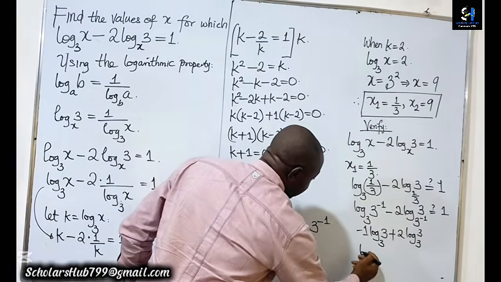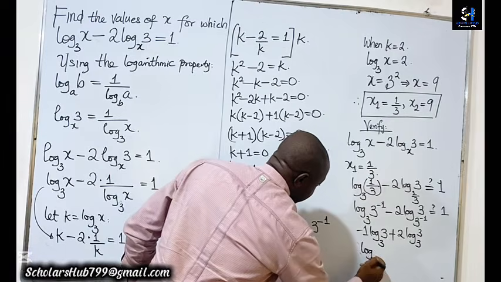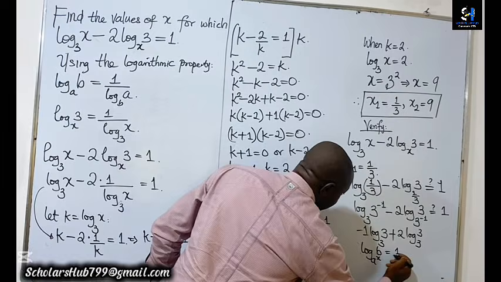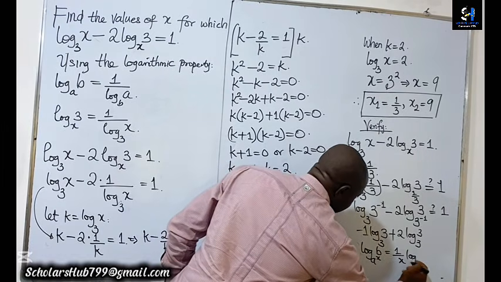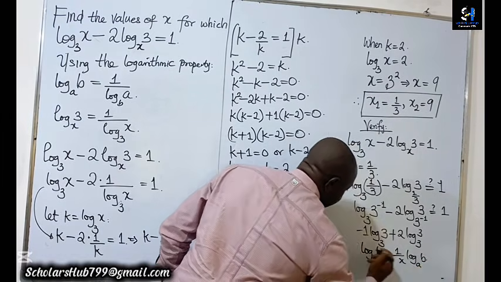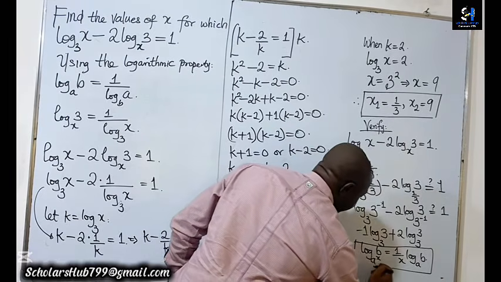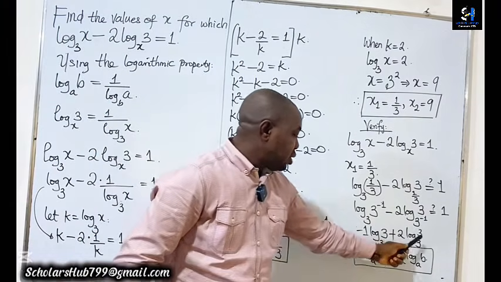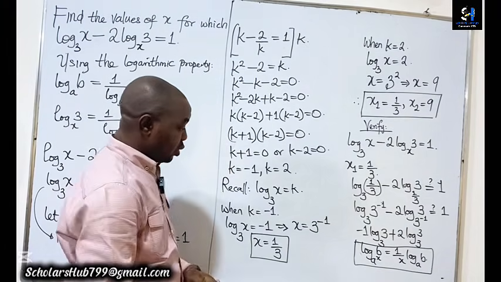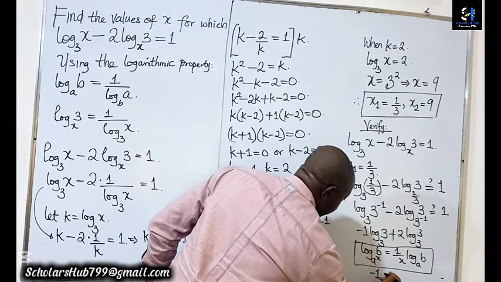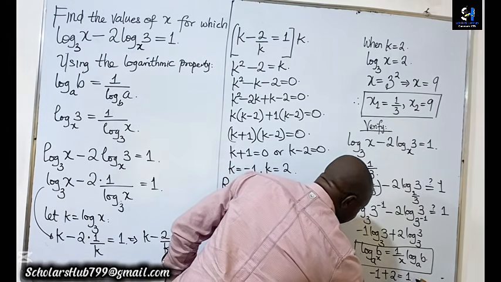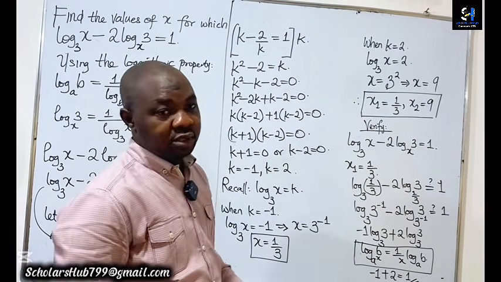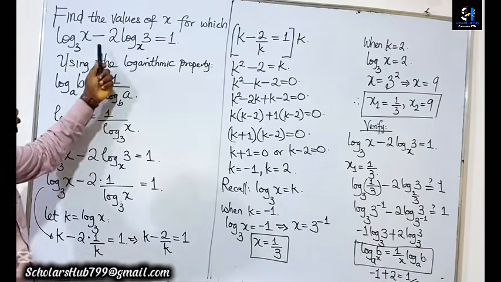That is, if we use the property log base a to the power of x of b equals 1 over x times log base a of b. This is one of the properties of logarithms. And we know that log base 3 of 3 is 1. So in this case, this will be minus 1 plus 2, and that's 1. So the value x equals 1/3 is one of the solutions to this equation.